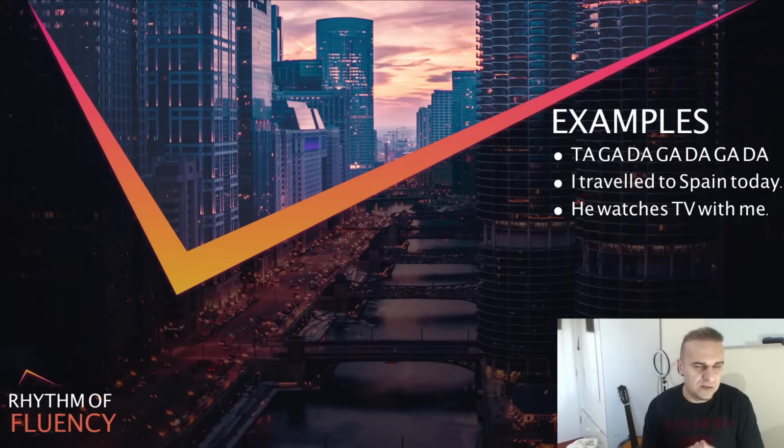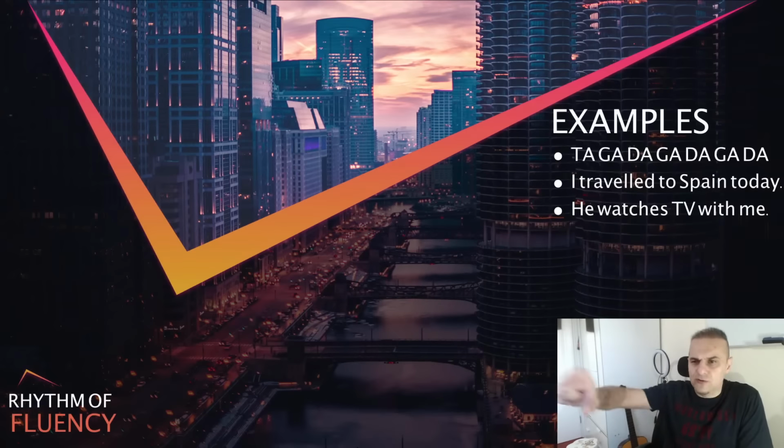I would say initially you start with maybe just one word or maybe two words. He watches. So taga da da. He watches. Taga da da. Taga daga da. He watches TV. Taga daga da. And gradually build the rhythm as you're going along with the study. And you could create lots of different sentences. These are just examples, okay?